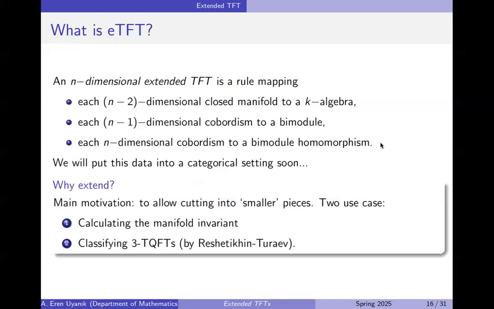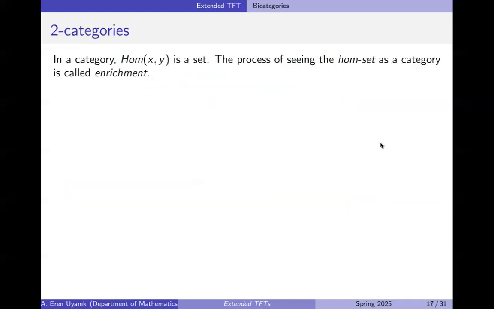So to define ETFT, we need the concept of a bicategory. And this is where we come from. I will give an example of a two-cobordism.